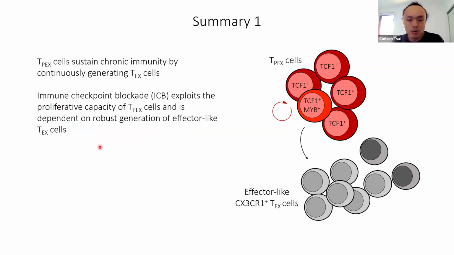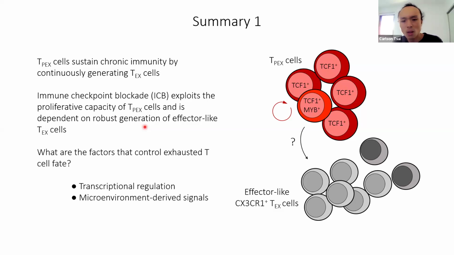So just a quick recap, we know that T-PEC cells sustain chronic immunity by continuously generating TX cells. Immune checkpoint blockade exploits the proliferative capacity of T-PEC cells, and the efficacy of the ICB therapy is dependent on a robust generation of effector TX cells. So the key question for us was basically, what are the factors that control exhausted T cell fate? And we focused on transcriptional regulation and also cell extrinsic signals.